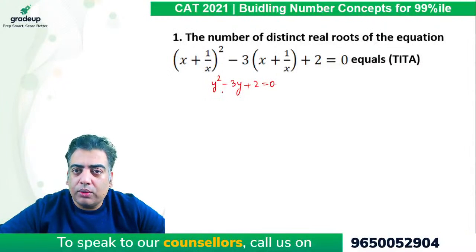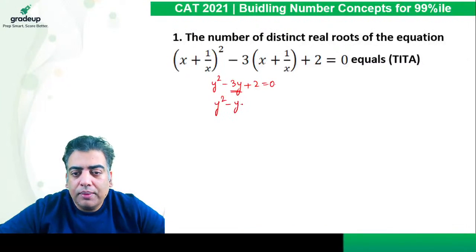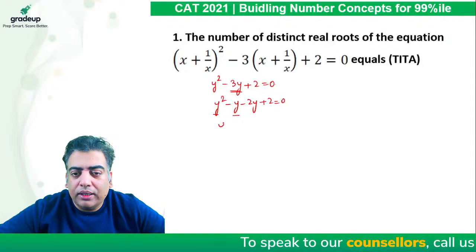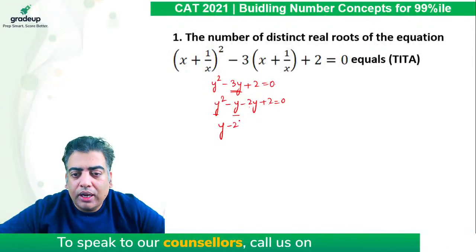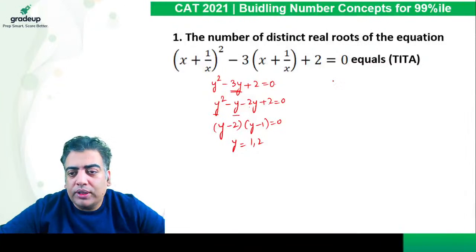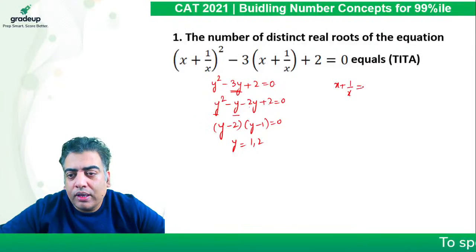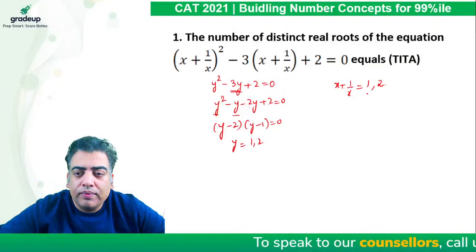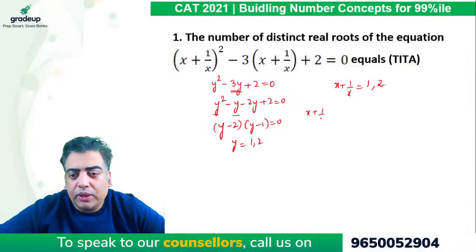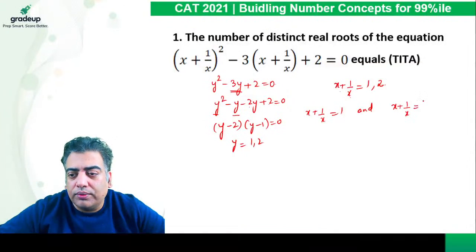So this is the quadratic equation we need to solve by splitting the middle term, which can be rewritten as y square minus y minus 2y plus 2 equals 0. So when we take y common here and minus 2 common over there, it becomes y minus 2 into y minus 1 equals 0. So the value of y comes out to be 1 or 2. Now y was nothing but x plus 1 upon x, which is either 1 or 2. So there are two equations we need to solve. One equation will be x plus 1 upon x equal 1, and the other equation is x plus 1 upon x equal 2.